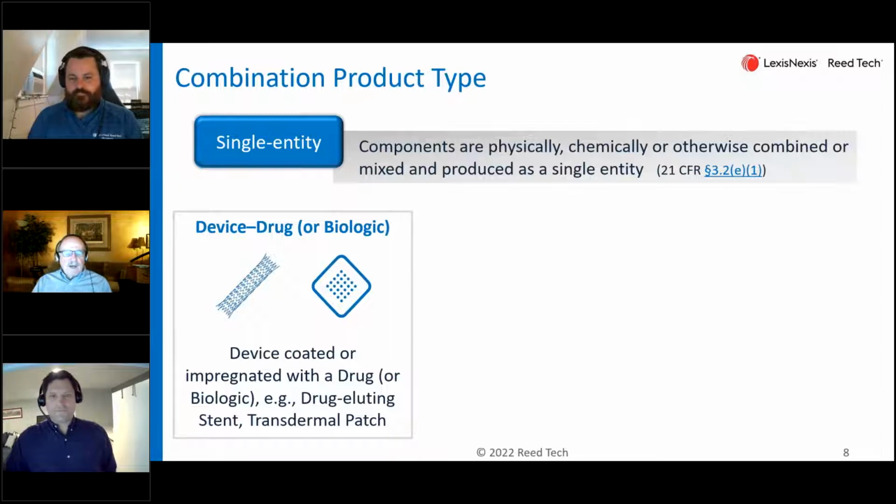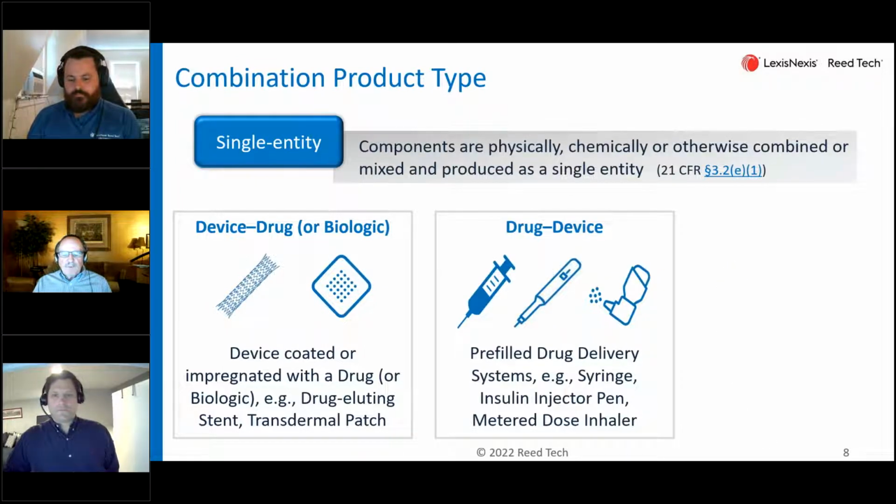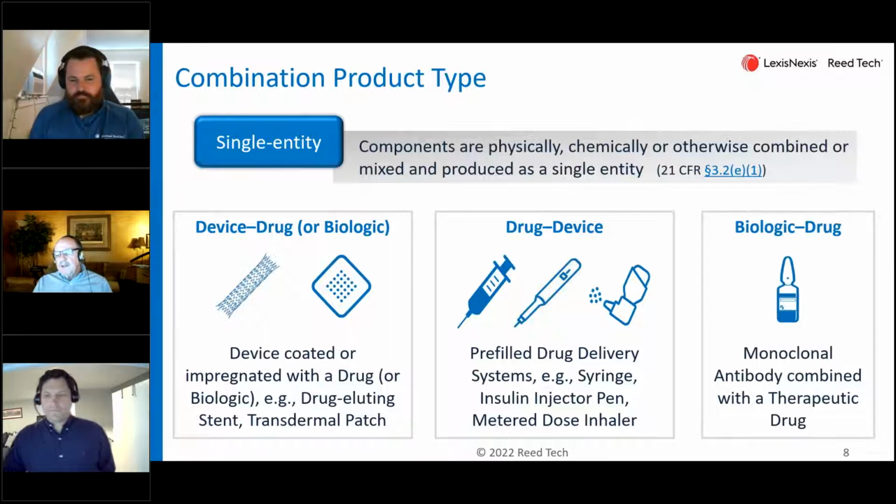So the first one that we have in the bottom left would be a drug-eluting stent, or it might be a transdermal patch. This is where a device and a drug are combined together. Another very common example would be a pre-filled drug delivery system. So now there's a drug already in a syringe, inhalers. Everybody's familiar with metered dose inhalers. And another very common example might be a biologic and a drug mixed together. So you can have various combinations, could technically have all three, device, drug, and a biologic.